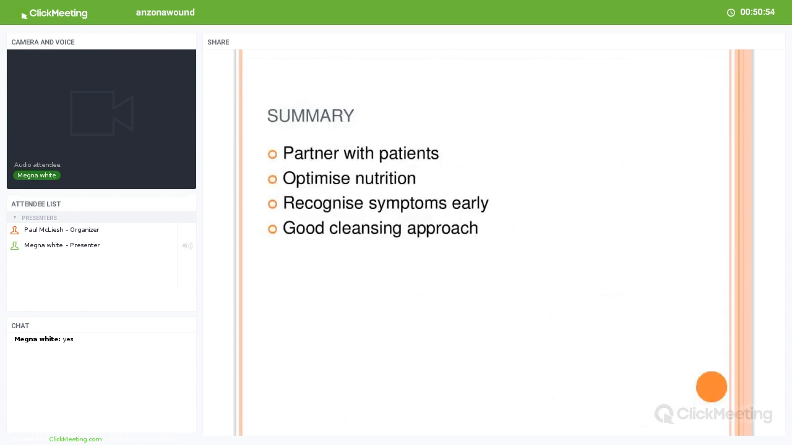So, in summary, always partner with the patient, making sure that they're aware of the management plans that we have for them. They're informed and collaborated with, especially with pressure injuries, so when they go home, we've got offloading techniques in place. If it's a surgical wound breakdown and we want to keep our patients in the community, then again, we're educating them and partnering with them. We want to optimize their nutrition, recognize symptoms early, and offer a good cleansing approach as well. So thank you.